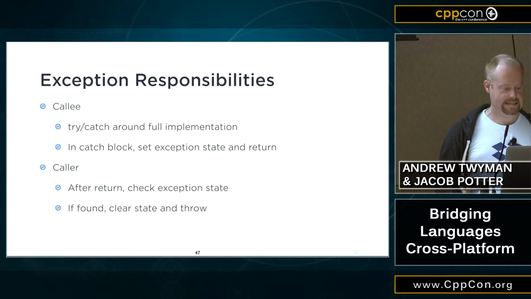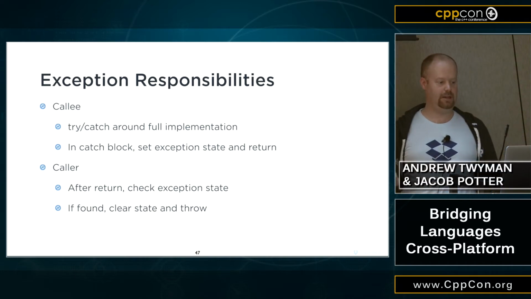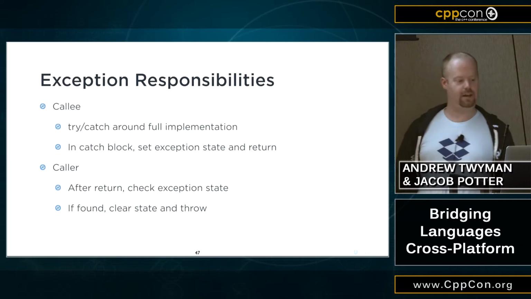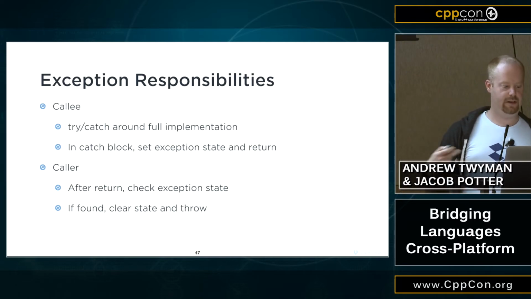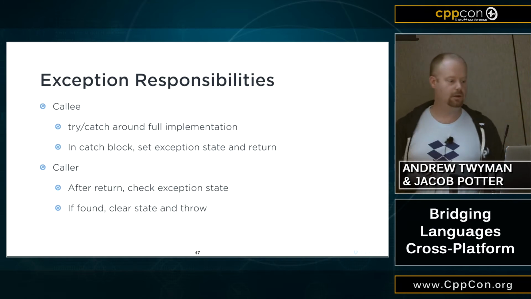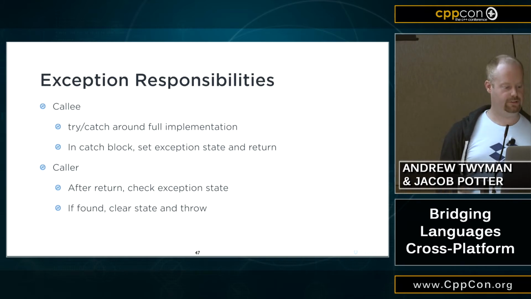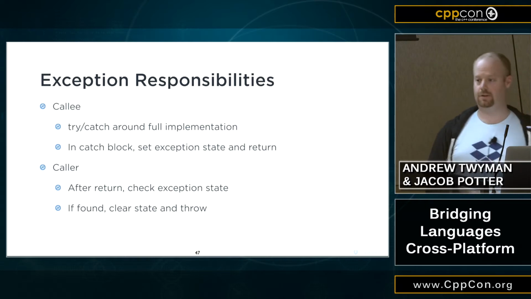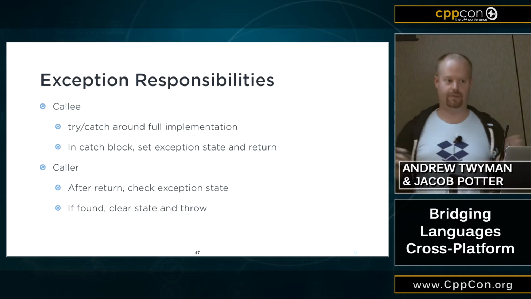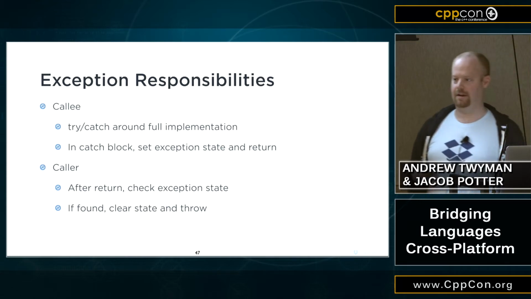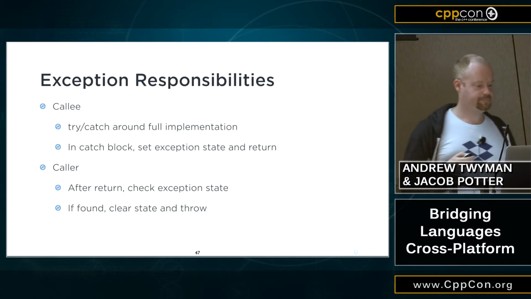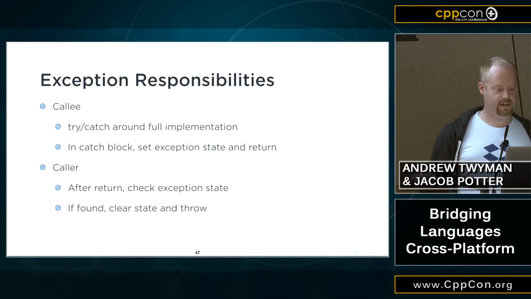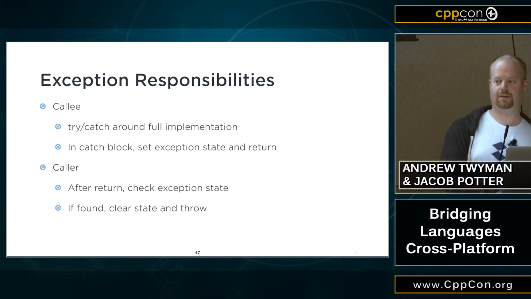So if you've got a callee, their responsibility is to have a try-catch around everything they do, catch exceptions. If an exception occurs, stick that exception into the exception state, and then return. The caller, in turn, after it returns, is responsible for checking the exception state. It should do that before making any assumptions about the return value, notably, such as that it's a valid object. And then if it sees an exception in the exception state, it should clear the state, and then throw that exception.